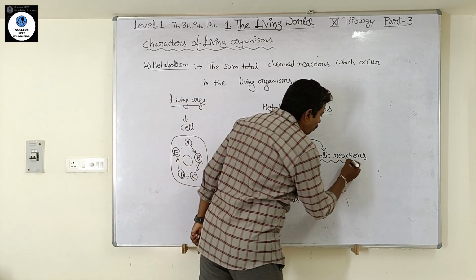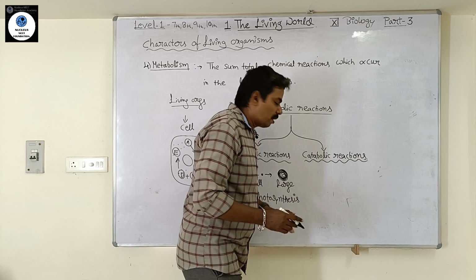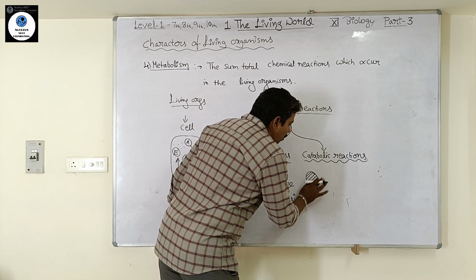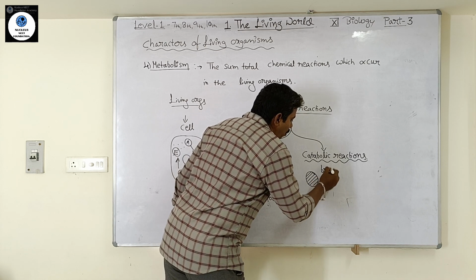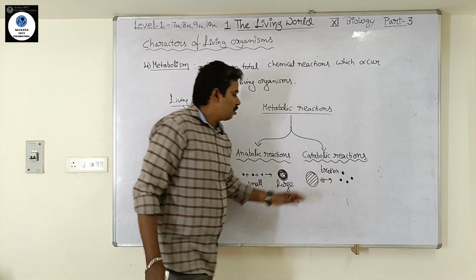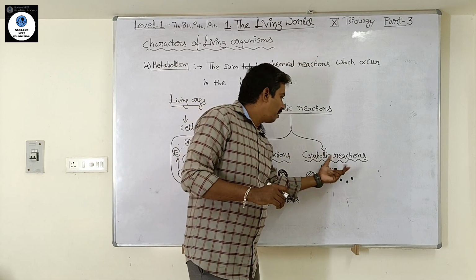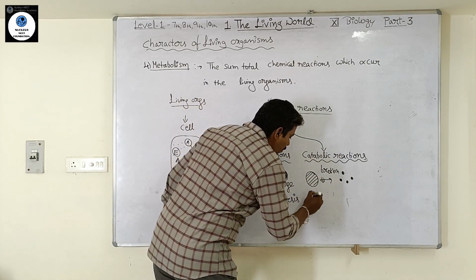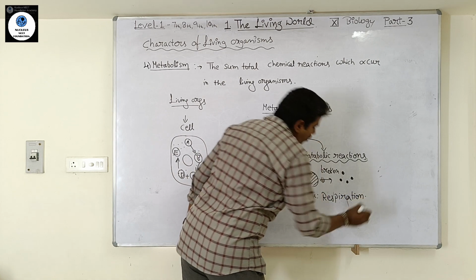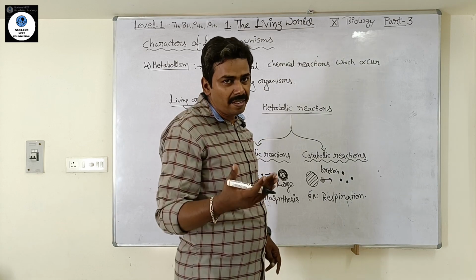Next, what is a catabolic reaction? It's completely opposite to anabolic reactions. Catabolic reaction is a breakdown process where large molecules will be broken down into small molecules. This process is called catabolic reactions. An example of catabolic reactions is respiration. During respiration, what happens? The glucose will be broken down into simple molecules like carbon dioxide, isn't it?